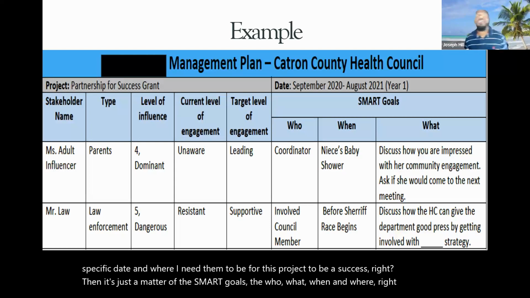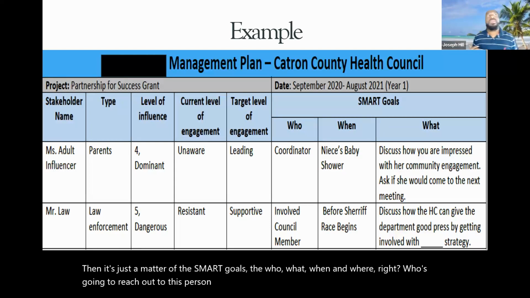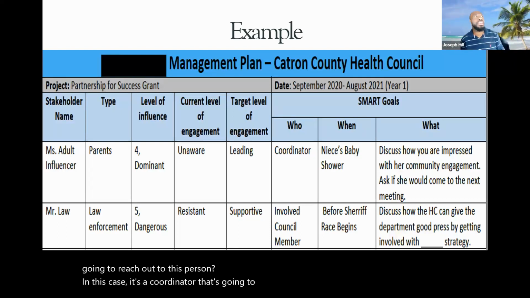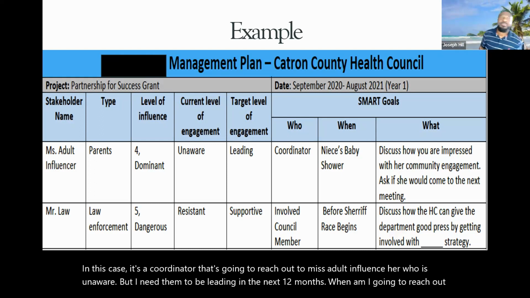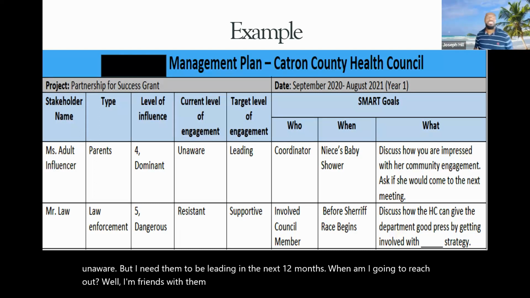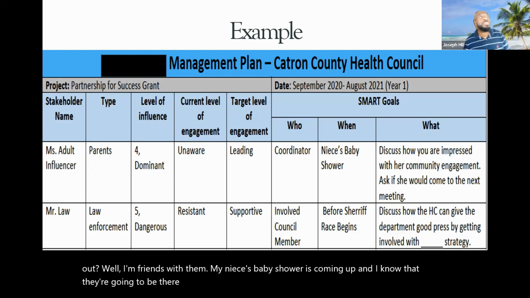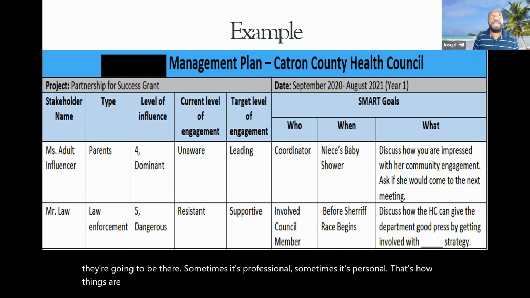Who's going to reach out to this person? In this case, it's a coordinator that's going to reach out to Miss Adult Influencer, who is unaware, but I need them to be leading in the next 12 months. When am I going to reach out? Well, I'm friends with them. My niece's baby shower is coming up, and I know that they're going to be there. Sometimes it's professional, sometimes it's personal. That's how things are done in New Mexico, right?